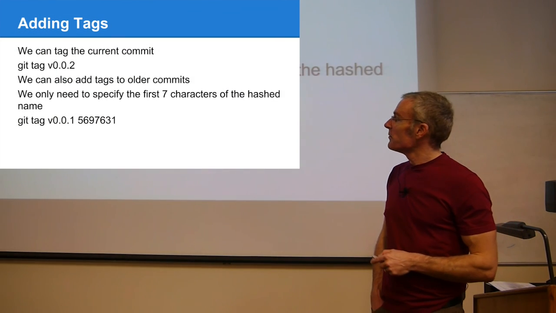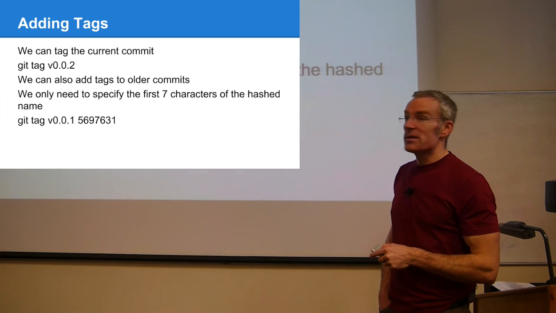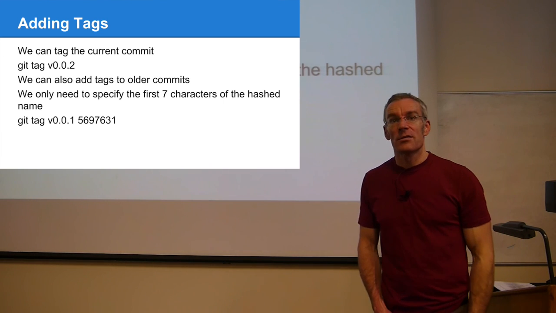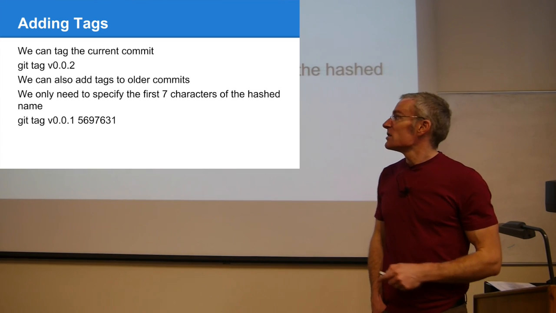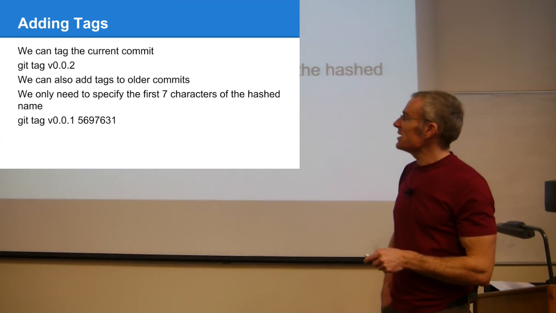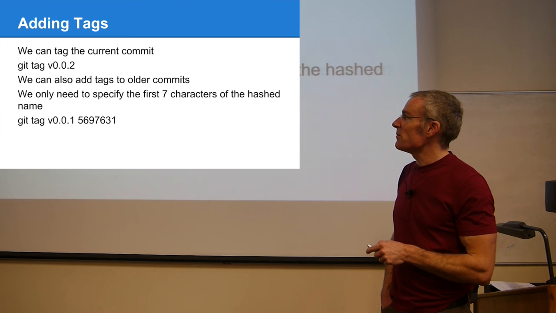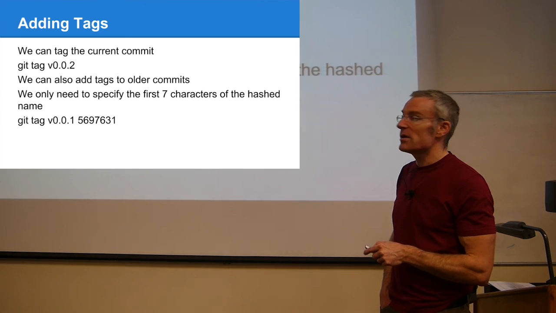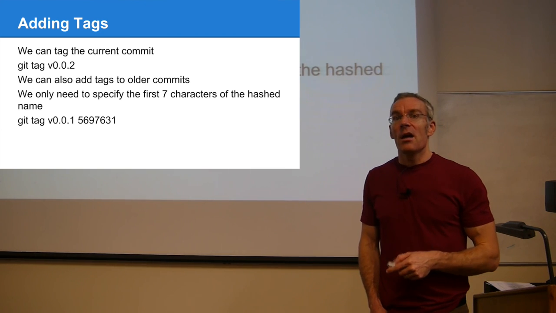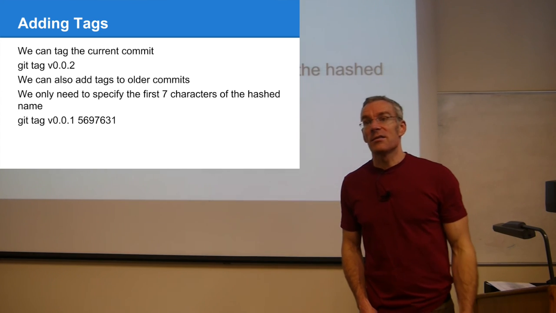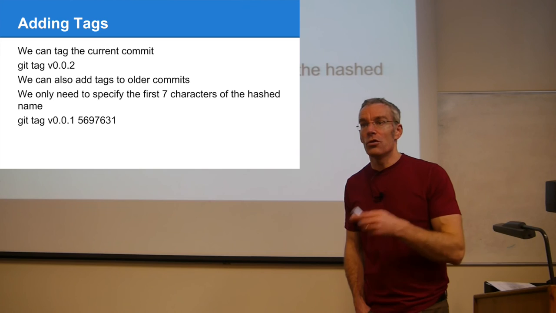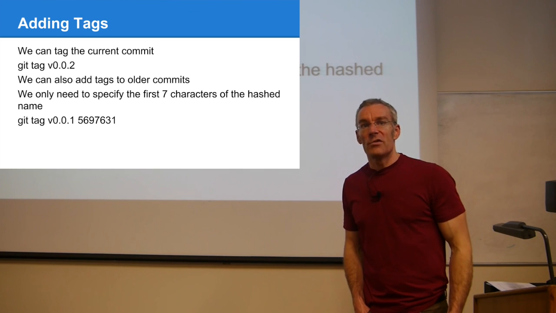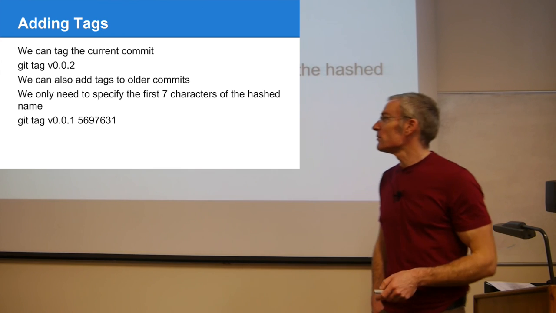What we can do though, if you've made the commit, is add a tag to it, a label, a keyword. So there's my current commit, git tag v0.0.2. That v0.0.2 is the tag name. And that is how you create releases. You simply add a tag to your commit. And you can retrieve it by tag.